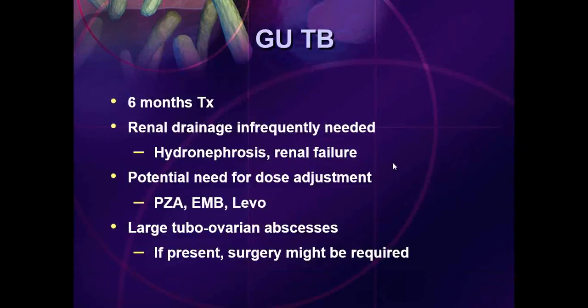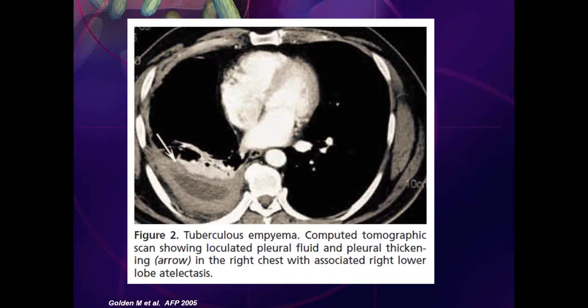So renal TB, or really any aspect of the GU system, the genitourinary tract, 6 months of TB therapy is standard. Sometimes you need to drain these abscesses, particularly if there's hydronephrosis or renal failure. Again, if there's renal failure, you're going to need to dose adjust some of your meds, PZA, ethambutol, and levofloxacin if you're using a fluoroquinolone. And sometimes large tubo-ovarian abscesses might need to be drained as well. But generally, medical therapy is adequate.